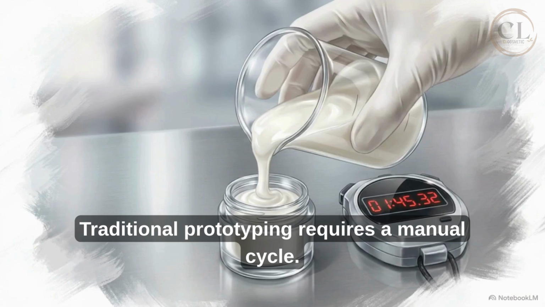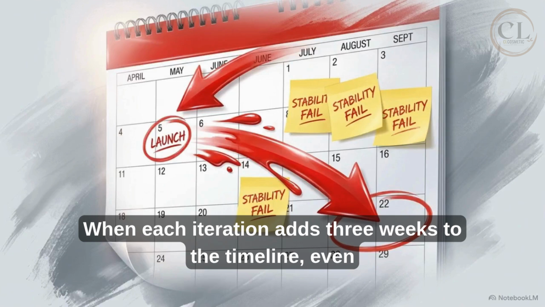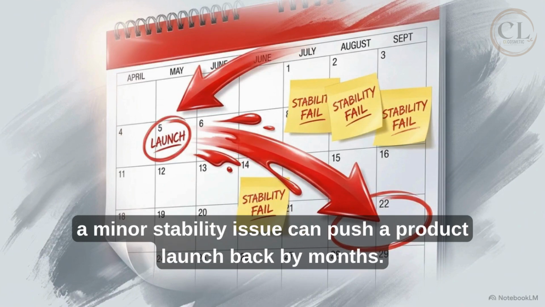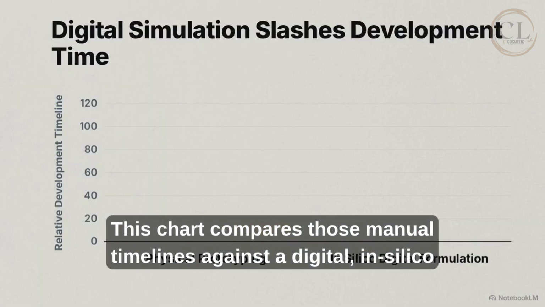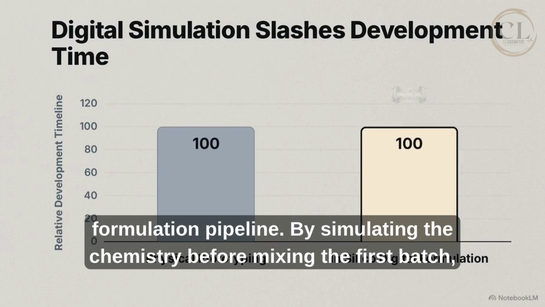Traditional prototyping requires a manual cycle. You mix, you test, and you wait. When each iteration adds 3 weeks to the timeline, even a minor stability issue can push a product launch back by months. This chart compares those manual timelines against a digital, in silico formulation pipeline.